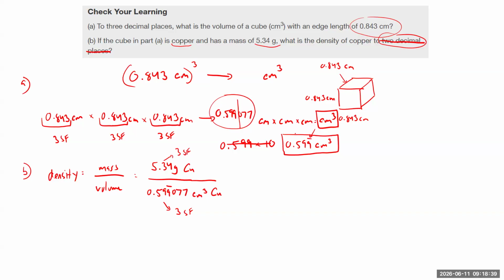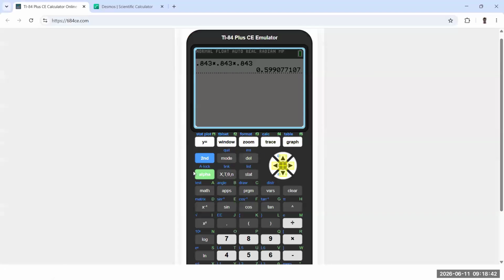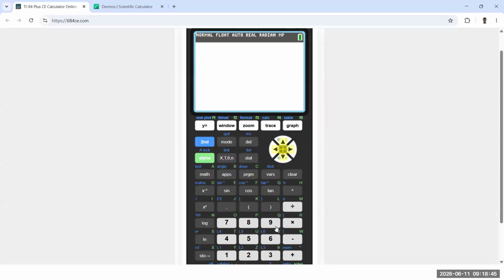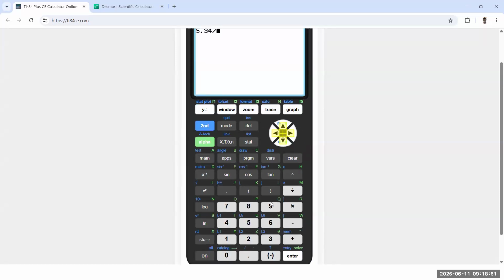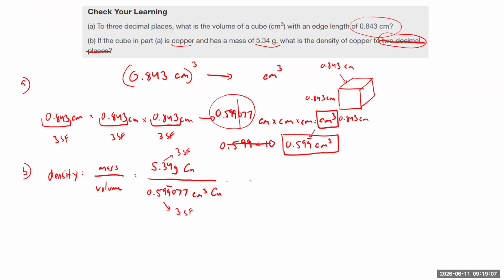Let's do this. I'm going to clear this. 5.34, and it's right there, divided by 0.599077. Enter. So I got 8.9137. So let's look at that. 8.9137. And that's grams. The copper cancels out, and you get grams per cubic centimeter.